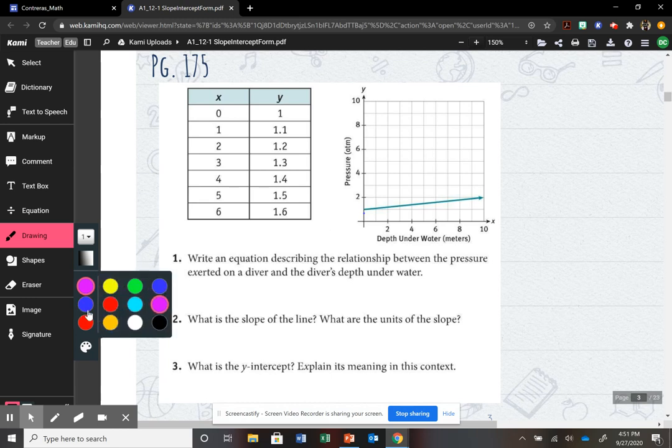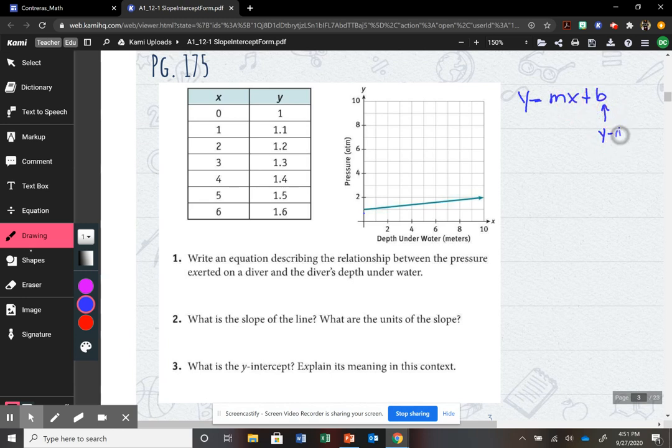So let's write down, we have our formula, which is slope-intercept form, which is y equals mx plus b, where b is the y-intercept and m is our slope. And we can find that from both the table and the graph. Okay, so for example, where is our y-intercept? Well, it's right here. It's when x is 0. So when x is 0, y is a positive 1. So next, we need to find our m, our slope.